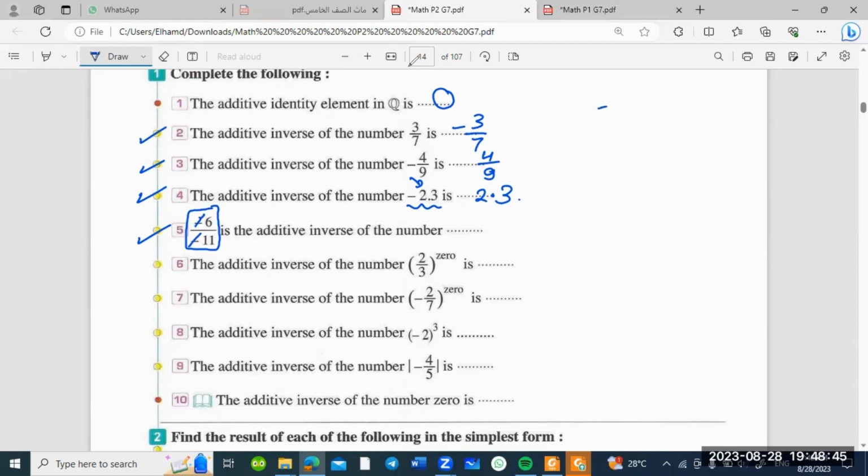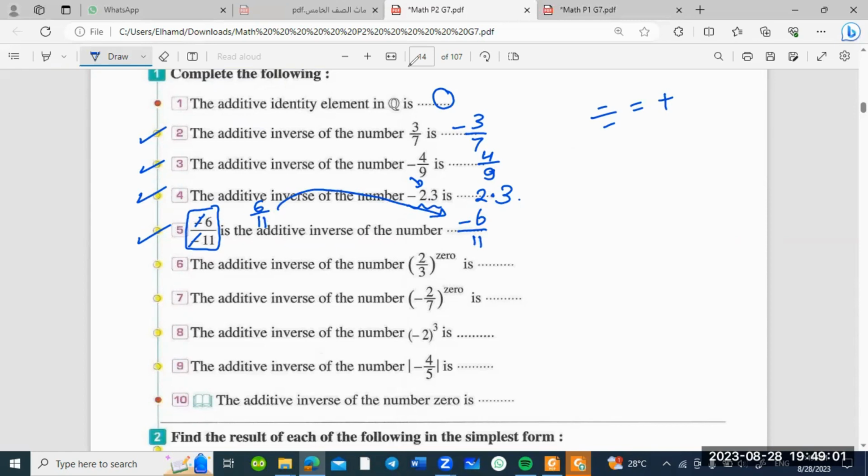When you divide a negative by a negative, it will give you positive. So your number now will be 6/11, not -6/11. And the additive inverse will be -6/11. Got it, Rowan? Yes.